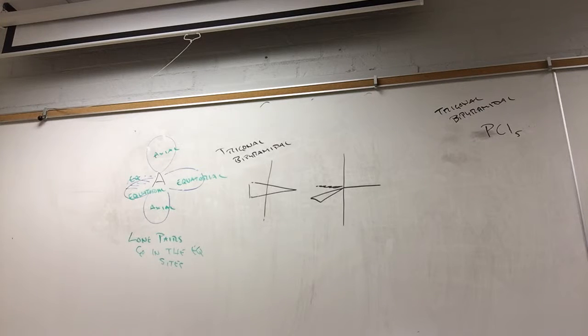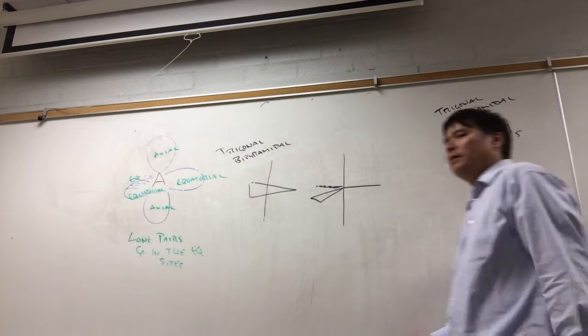And the last angle is going to be axial to equatorial. And so the axial to equatorial angle is going to be 90 degrees here. And so these are the bond angles that we expect for this. And we don't expect any distortions to this particular structure. That's PCl5. You can build PCl5 and see what it looks like.